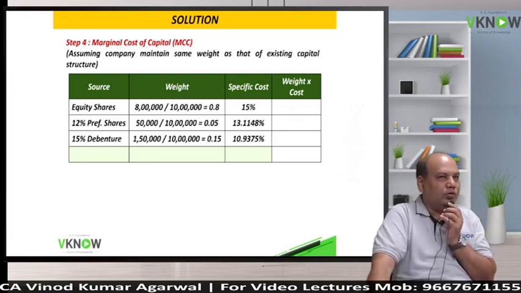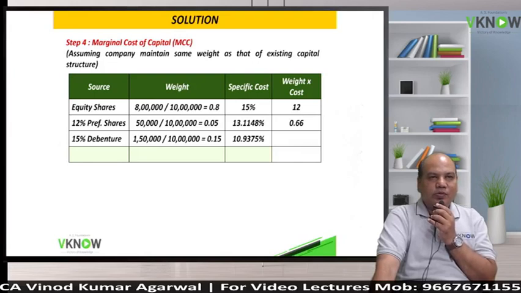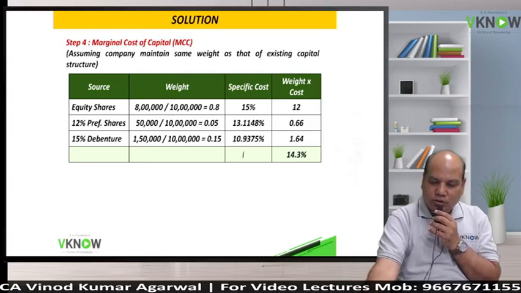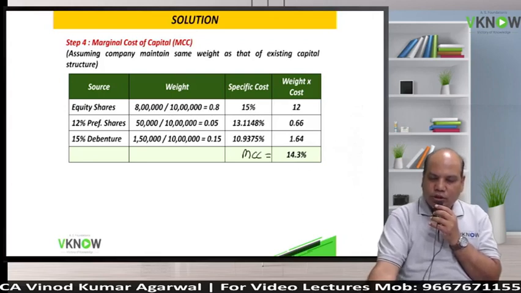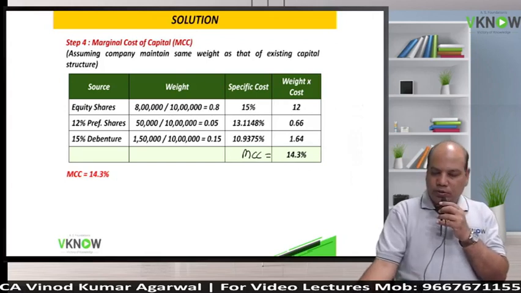Let us see who will do it first. Come on. First one, 12. Very good. Next. 0.65 or 66 is welcome. Third one. Come on. Third one. 1.64. Total. Make it 14.3%. So MCC equal to 14.3% approx.